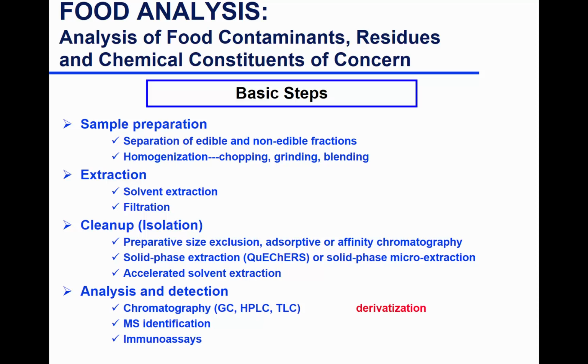The analysis, like I said, is more often than not GC, HPLC. TLC is only a qualitative method for screening. Oftentimes, you just want to screen if you have pesticides. If you have them, then you go and quantify them. So mostly the TLC is used for screening. And derivatization there is when you're doing GC with compounds that are not volatile and not thermally stable. Most of the time you do MS for these kinds of analyses, and with immunoassays you can do semi-quantitation.